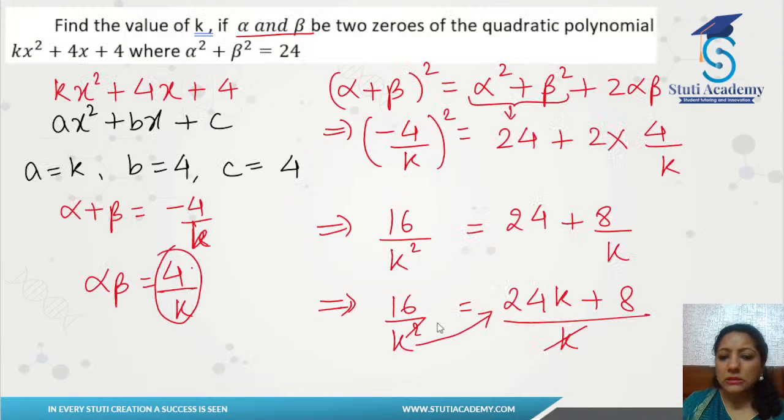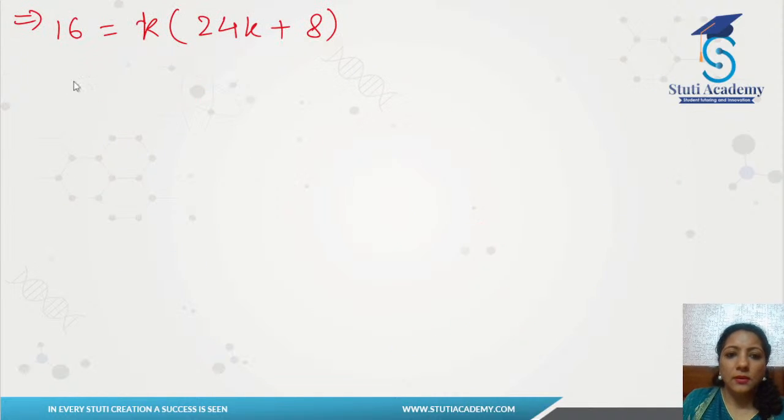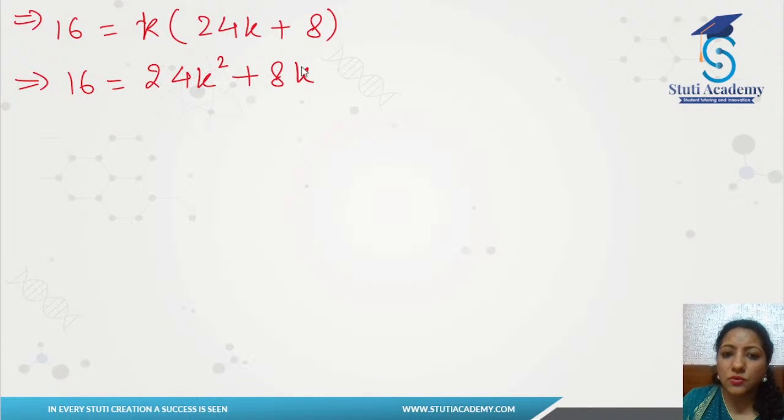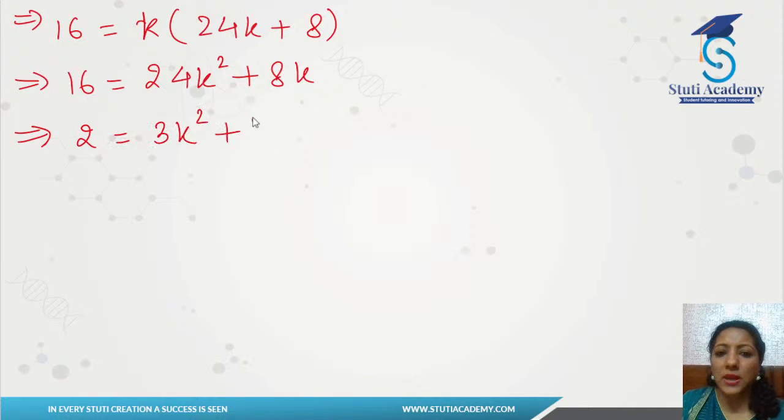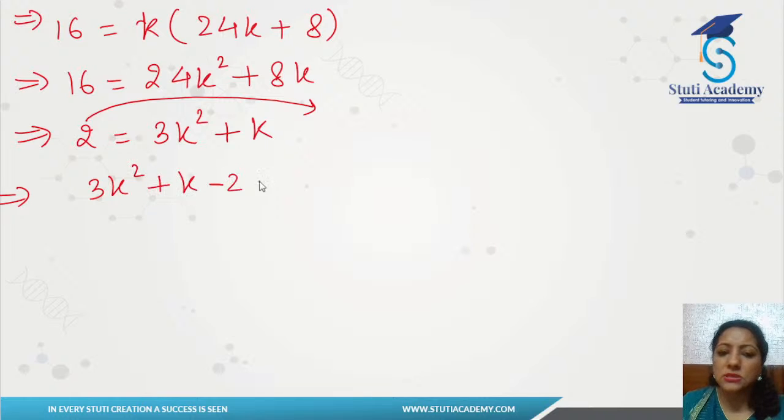So I have taken this k on the other side and I have multiplied this with the numerator here. In the next step, we'll get 16 is equal to 24k square plus 8k. So we have multiplied this k inside. Now as we can see, 16, 24 and 8, they're all divisible by 8. So I'm going to divide both LHS and RHS by 8. So from here I'll get 2 is equal to 3k square plus k. Now 2 I'm going to take on the other side and I will get 3k square plus k minus 2 is equal to 0.